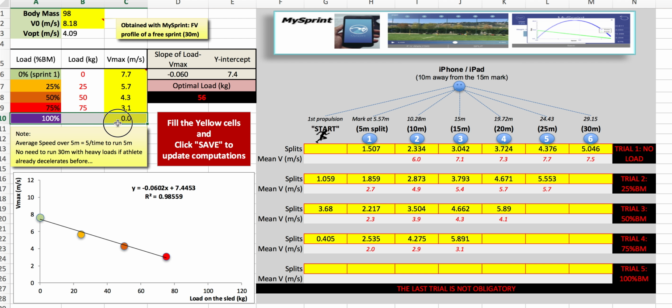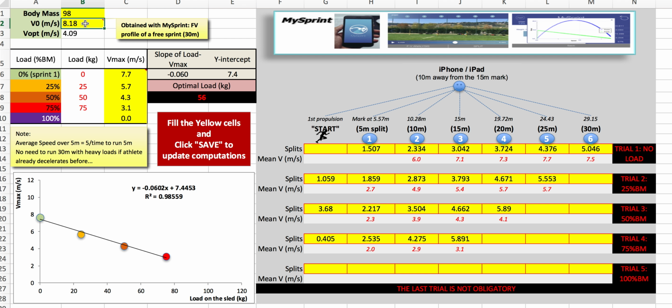You don't need to go to the 100% body mass condition. But if you want to do so, you can. The spreadsheet is okay for that. So basically, what do you need to fill here? You need to fill body mass, and you need to fill the V0 value that is in the previous spreadsheet.